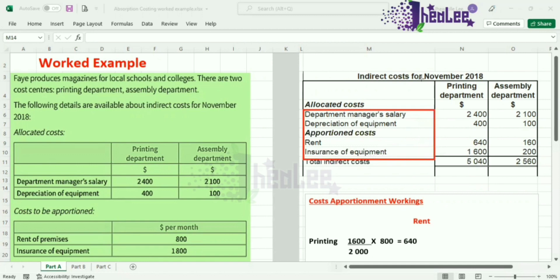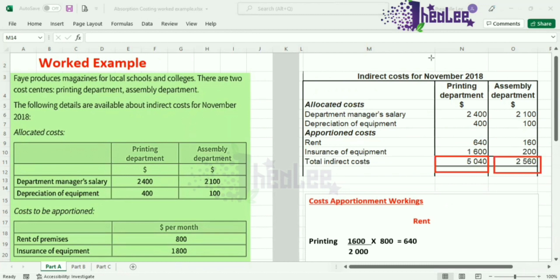And for the printing department, it is $5,040, while for assembly, that is $2,560. So those are the indirect costs relating to each department.